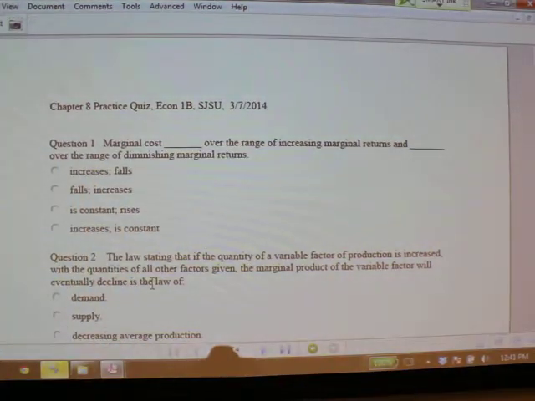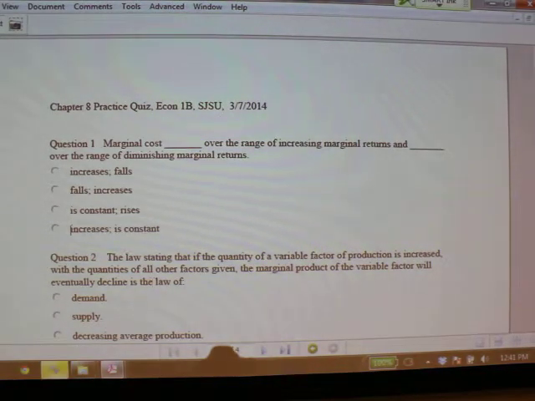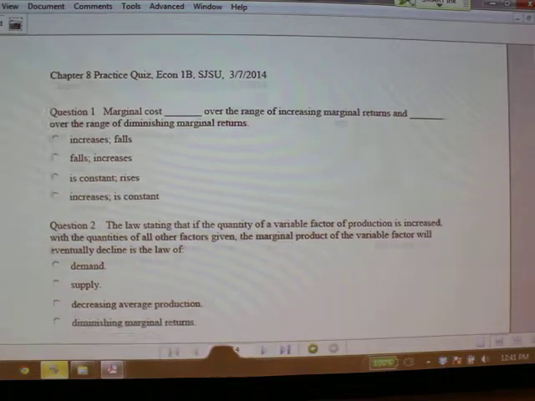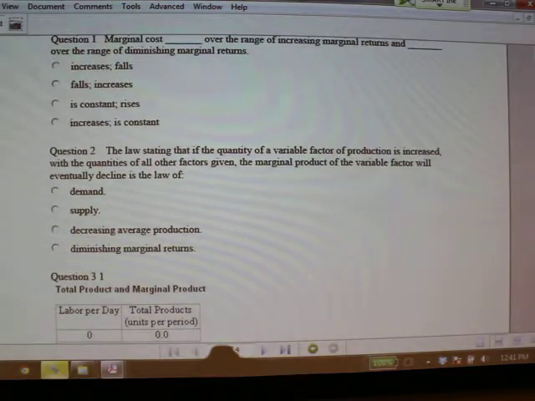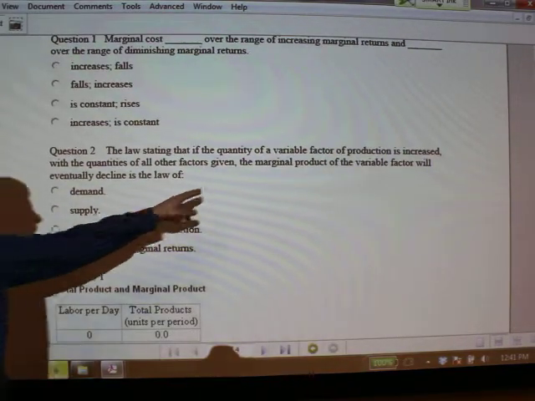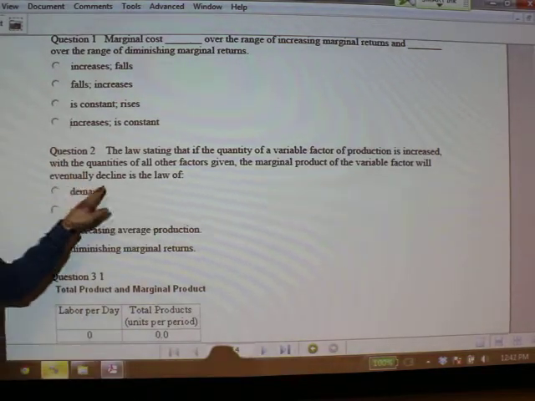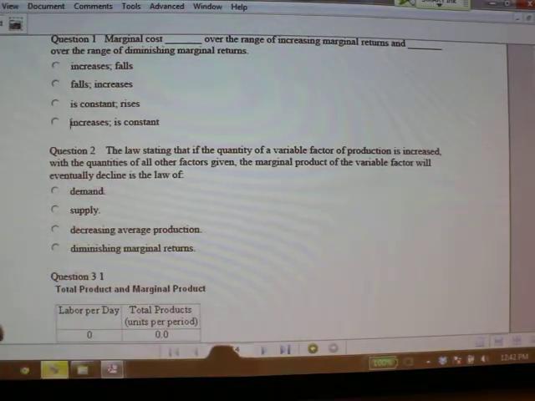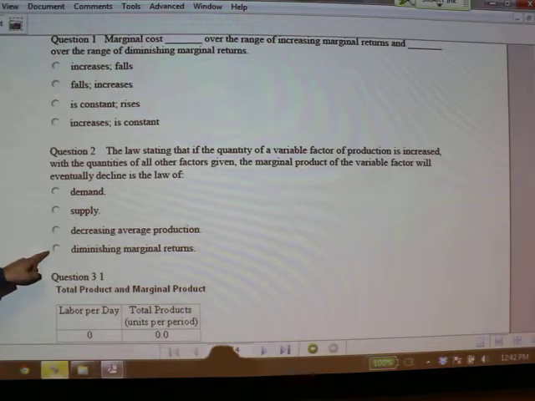Question 2. The law stating that if the quantity of a variable factor of production is increased with the quantities of all other factors given or held the same, the marginal product of the variable factor will eventually decline. That's known as the law of diminishing marginal returns.